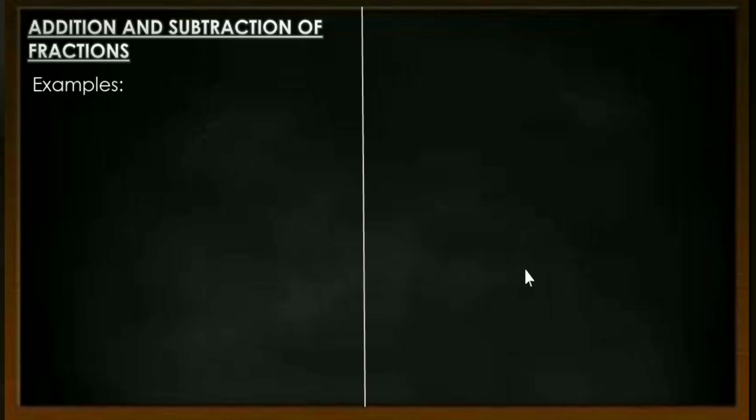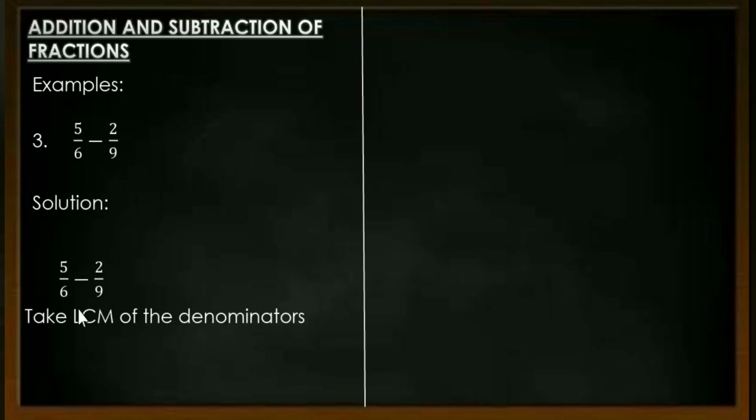Let's take a look at another example. Now we have 5 over 6 minus 2 over 9. The steps remain the same. Write the question you have been given. Take LCM of the denominators, which is 6 and 9. LCM of 6 and 9 will give you 18. Leave a blank row, draw your line, write the LCM underneath.